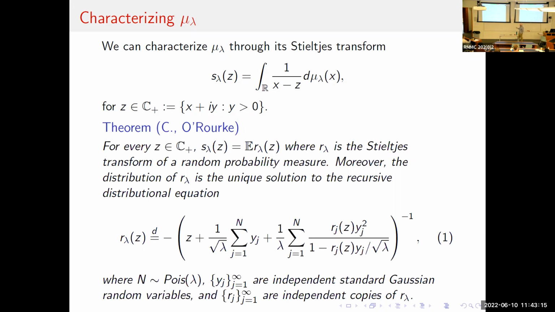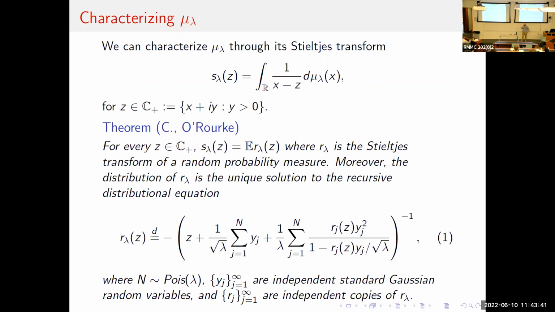And moreover, the distribution of this R_lambda on the space of Stieltjes transforms is the unique solution to the following recursive distributional equation. I'll explain what I mean by that in a second, but let's just look at the pieces. So we have this N, which is just a Poisson of mean lambda. The Y_j's are independent Gaussians, and the R_j's are independent copies of R_lambda. And then these collections are all mutually independent of each other.